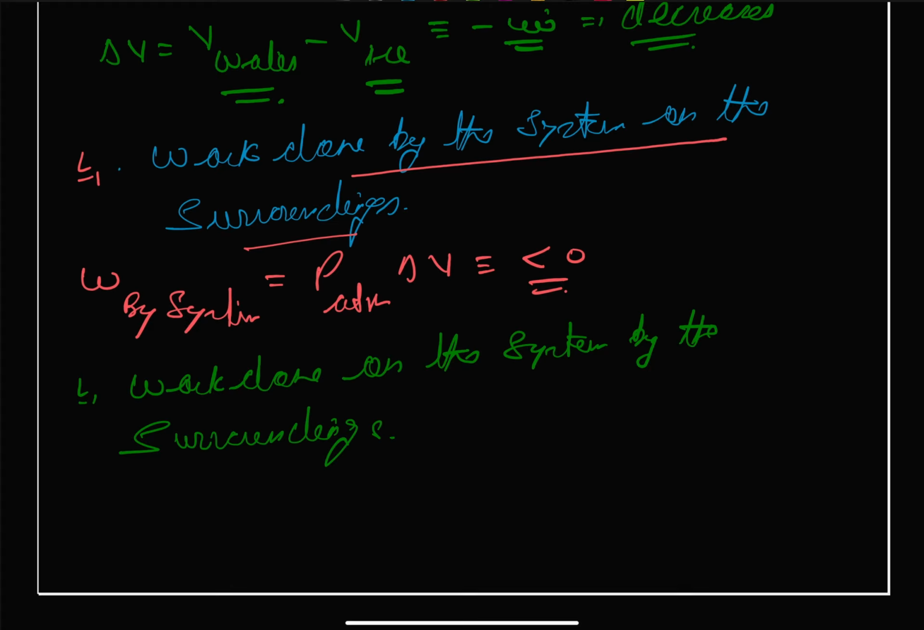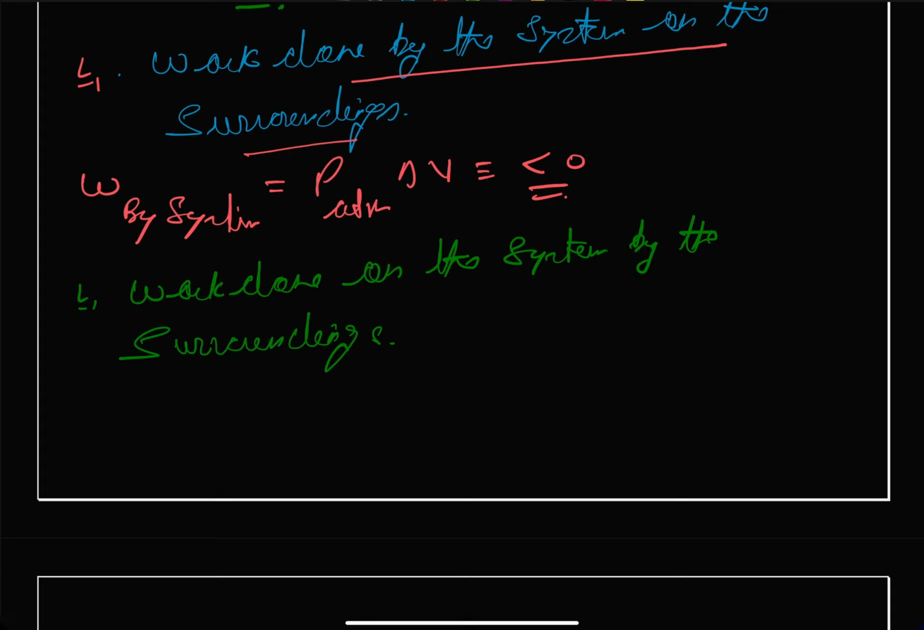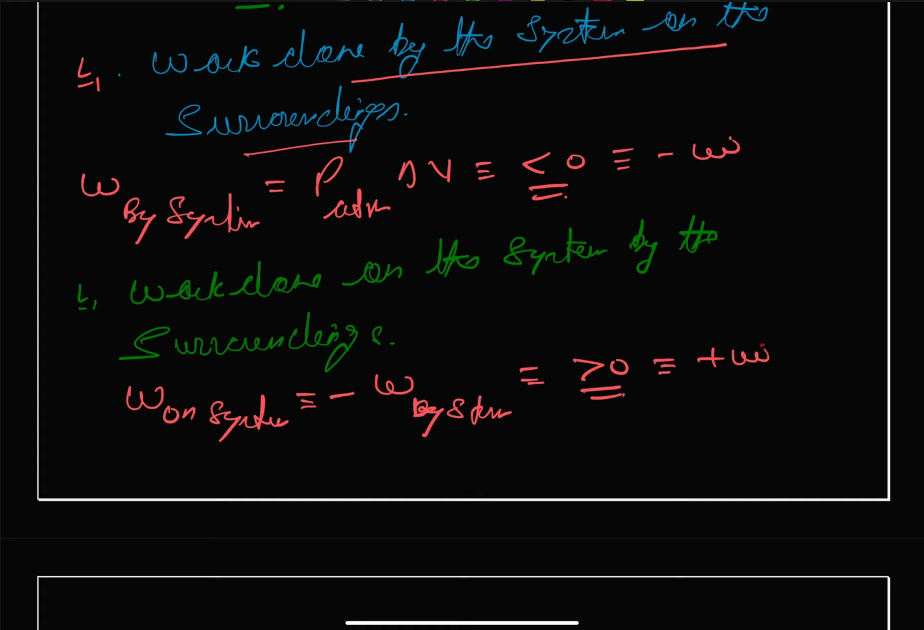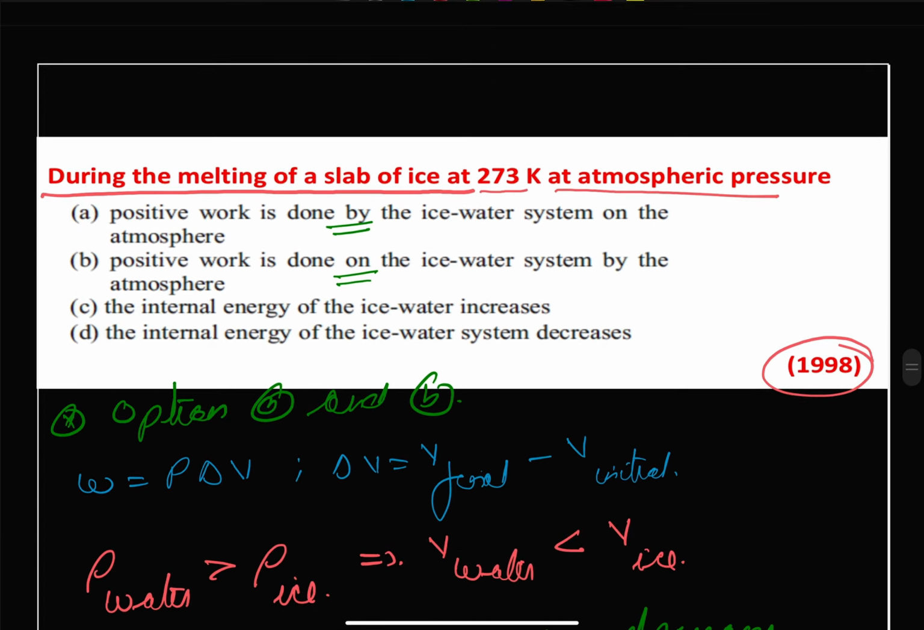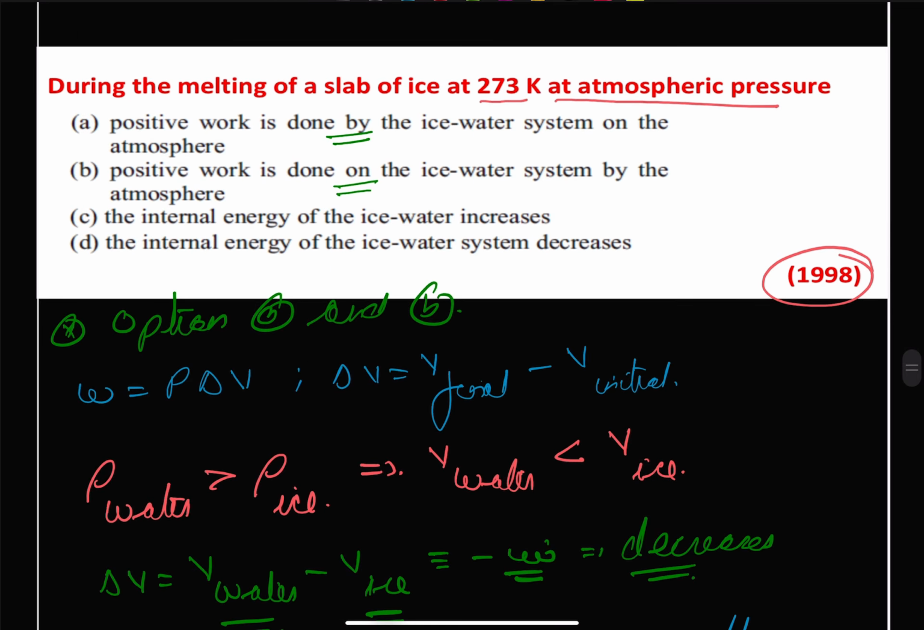And obviously this by the system and on the system will be negative of each other. So we can say work done on the system will be equal to negative of work done by the system. So therefore this will be coming as greater than 0. So this will be our negative and this will be our positive. Okay. And we can check that option A is incorrect, option B is correct.